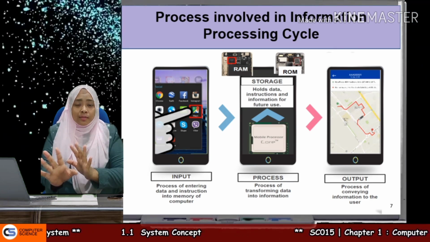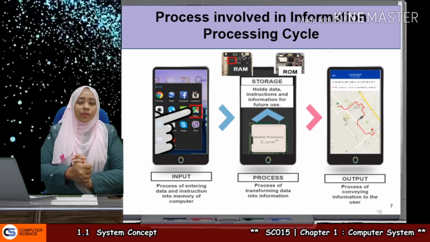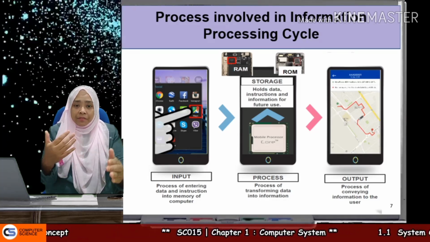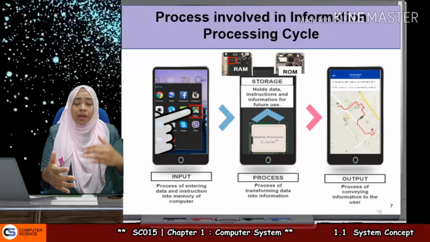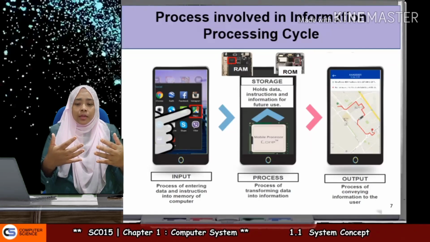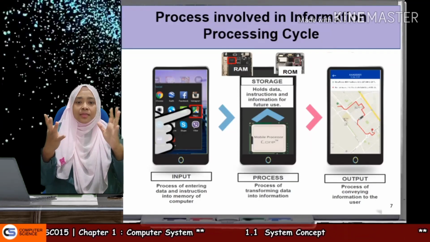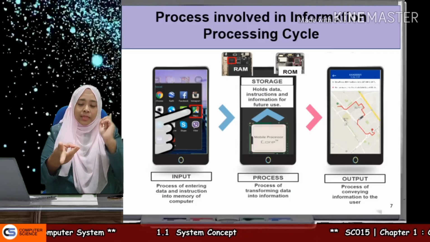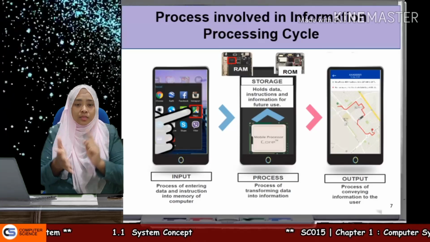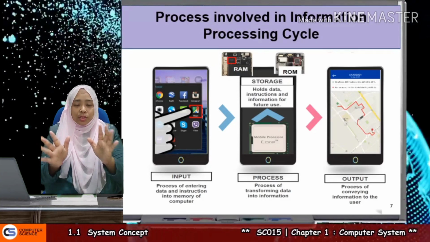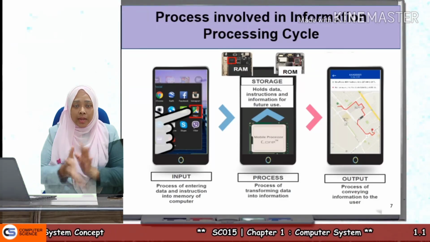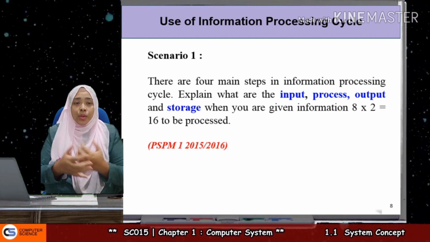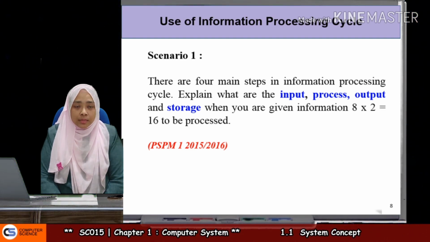Okay, so that's it for computer system. We must define what is a computer system, what is an input, what is an output, process, and also the storage, and how to draw the information processing cycle diagram. Okay, now how to apply the situation that involves the information processing cycle.